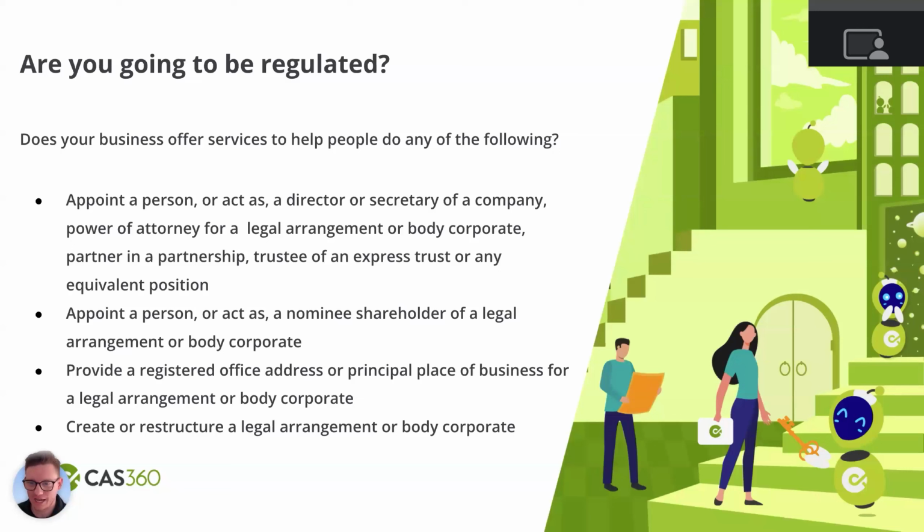Point 2 is, are you appointing or acting as a nominee shareholder for an entity? Again, most accountants are doing appointments of shares. The third one here is providing a registered office or a principal place of business. Again, a lot of accounting practices will use their address as the registered office address.